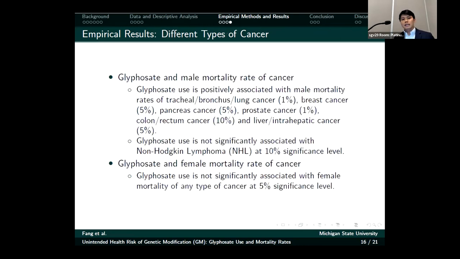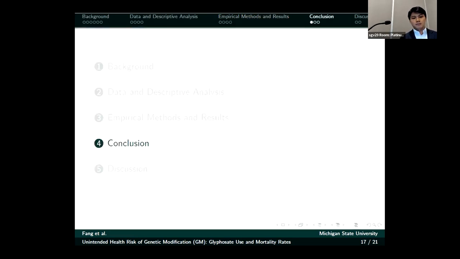We also investigate the impact of glyphosate use on different types of cancer. We find a similar thing: glyphosate use is positively associated with male mortality rates of several types of cancer, but not on females. I think the last presenter also found similar results, that it's significant on boys but not on girls. I guess there is some link between the results.